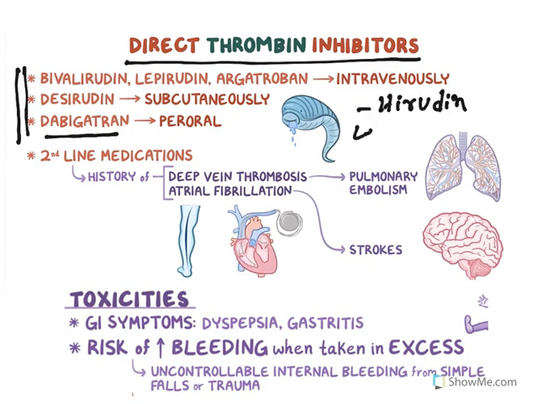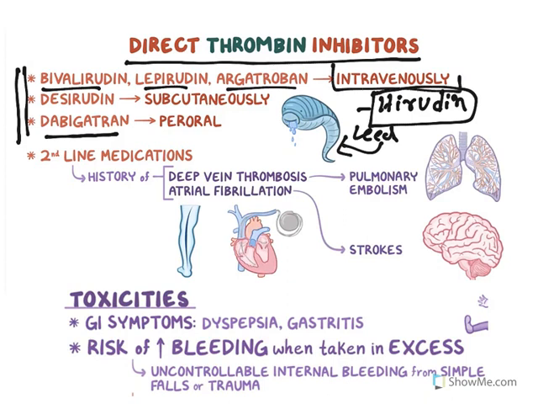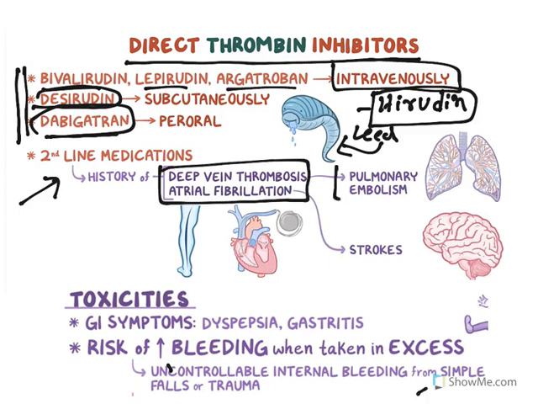Hirudin is from leech. See, leech will suck our blood without causing coagulation because it is releasing a chemical called Hirudin, and based on that, drugs like Bivalirudin, Lepirudin, Argatroban are developed. So they can be taken intravenously. Subcutaneous one is Hirudin, whereas Dabigatran can be taken orally. These drugs are a kind of second line drugs to manage deep venous thrombosis and atrial fibrillation. See, deep venous thrombosis may cause pulmonary embolism, whereas atrial fibrillation results in strokes.